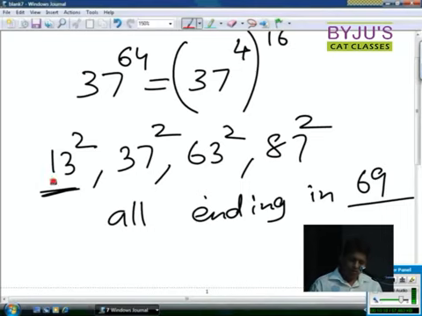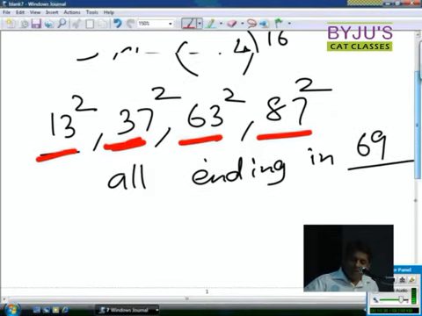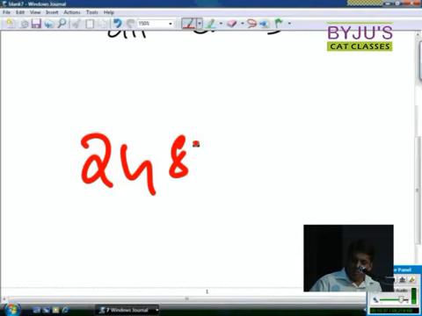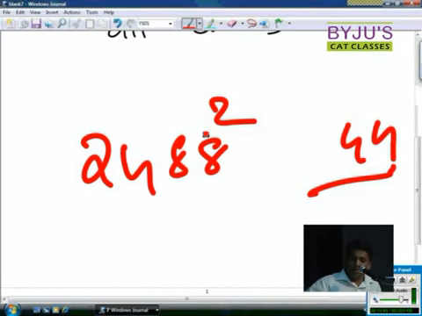Now what is this pattern? 13, this is 50 minus 13, this is 50 plus 13, this is 100 minus 13. Then what is the prerequisite? You should just know squares of numbers up to, not even up to 100, only up to 25 for this application. Because you can take it this way, right? It's like this. What is 2487 last two digits? 69. What is 2488 last two digits? 44. 2489 last two digits? 21.